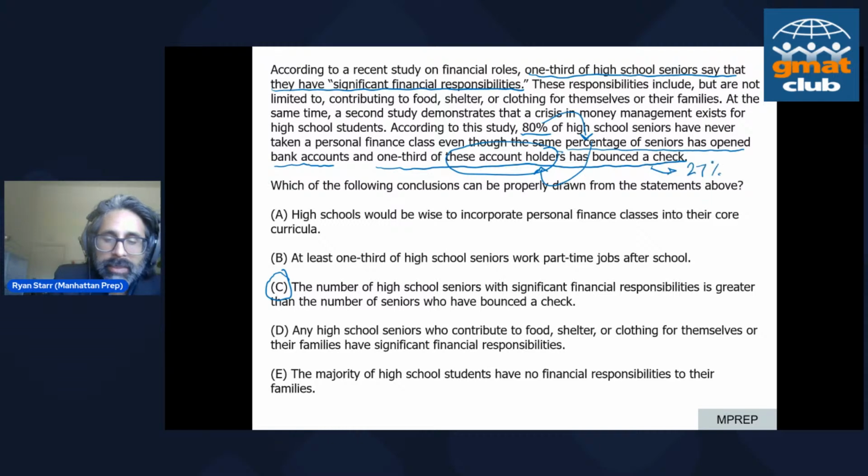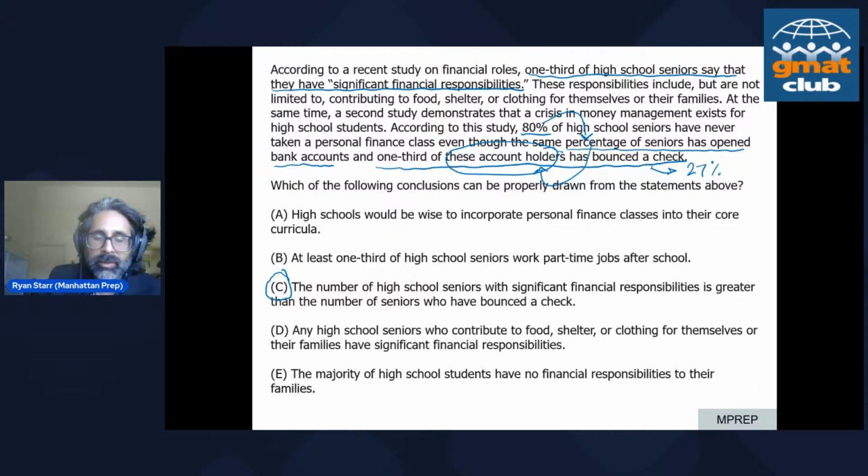A little under 27%. But of course, the first thing just says 1/3 of high school seniors say that they have significant financial responsibilities. So it's fair to say the number of high school seniors, at least that say they have significant financial responsibilities, is greater than the number of seniors who have bounced a check. That's where that is coming from. And this is very much a straight up synthesis. Slight application, I guess. Now, what is up with D?